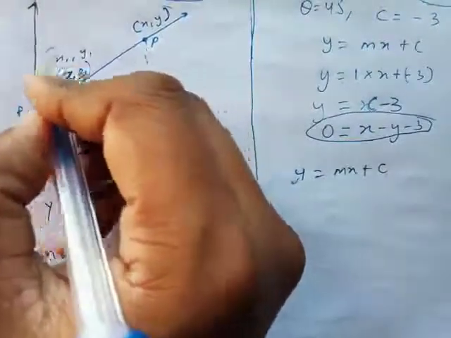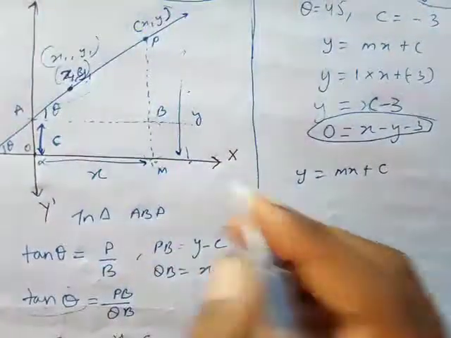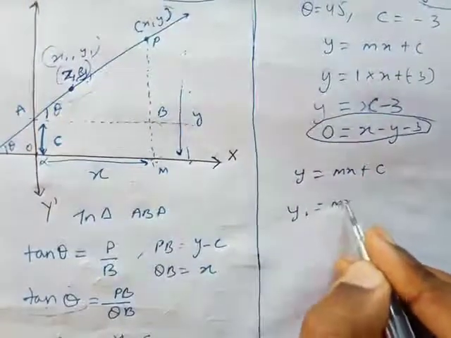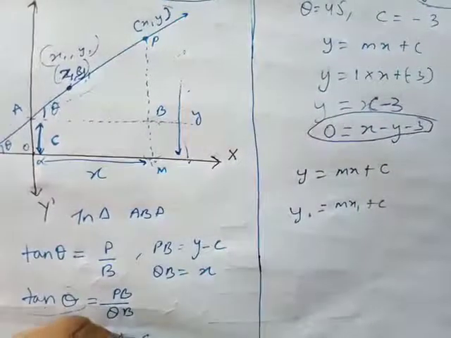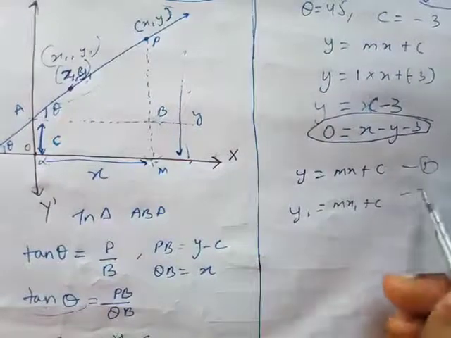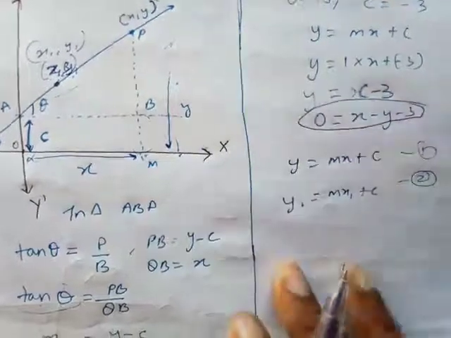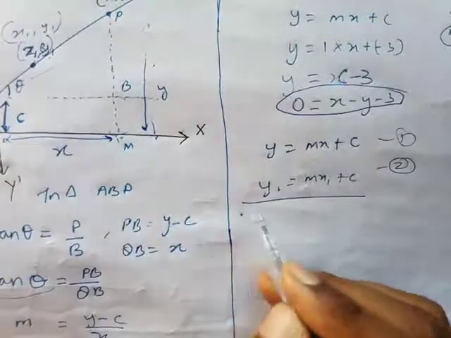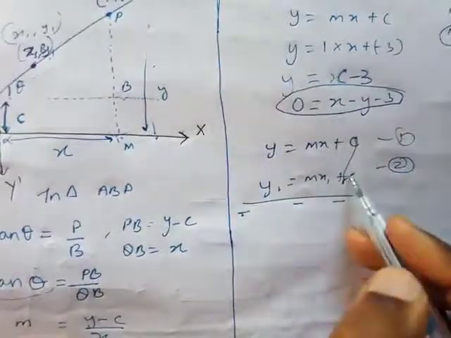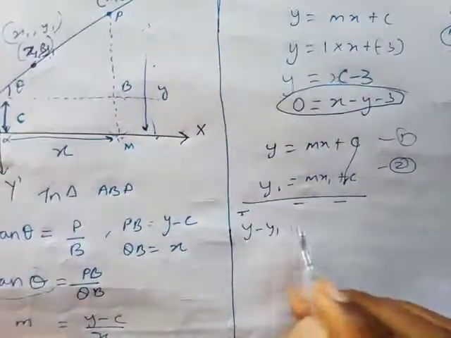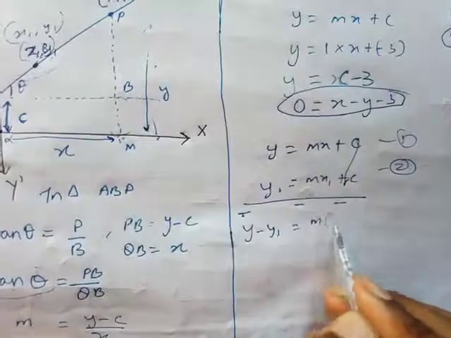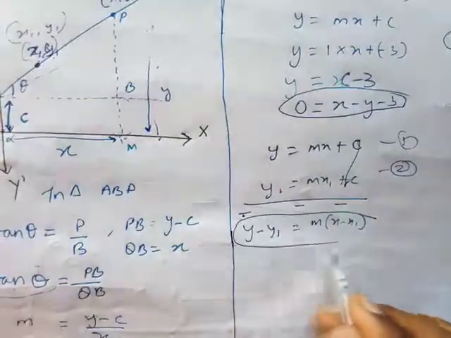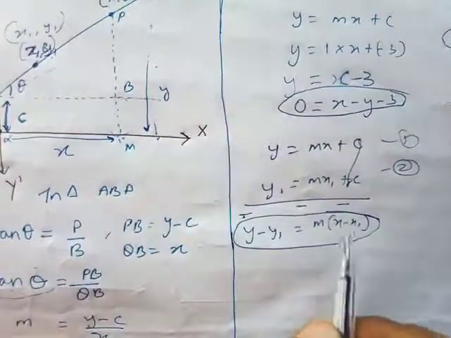what is the intercept form going to be? y1 equals mx1 plus c. So this is equation 1, this is equation 2. If I subtract both of them, the c terms will get cancelled out. So y minus y1 equals m times (x minus x1). This is the equation that you have to use when a point is given on a line.